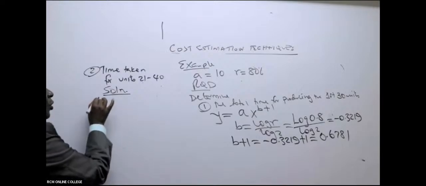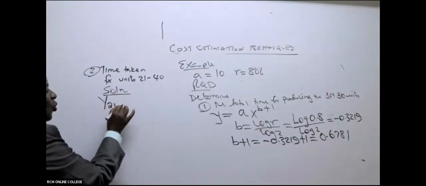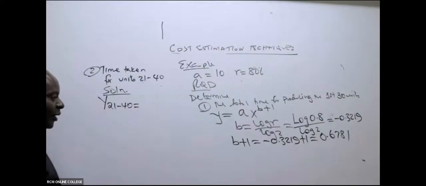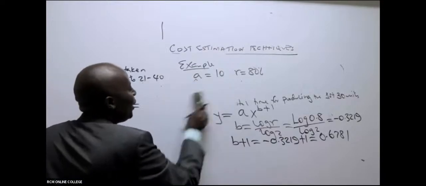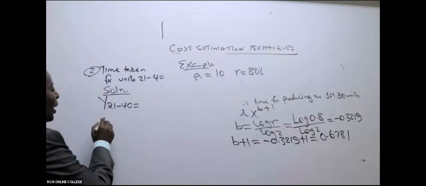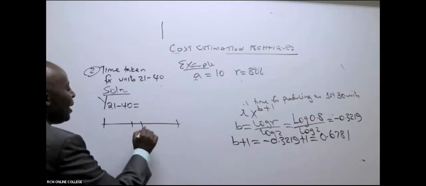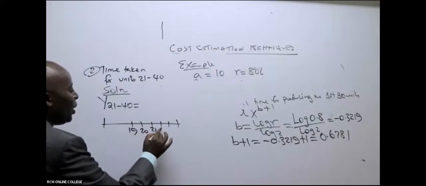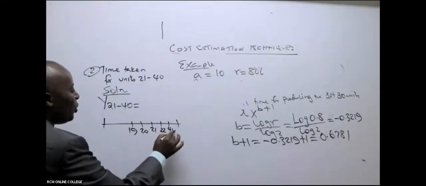So in this case here, they want us to give them the time 21 to 40. So then this one here, I have to expand. How do we expand this? To expand this, ladies and gentlemen, remember my number line. We have 19, 20, 21, 22, all the way to 40 like that.